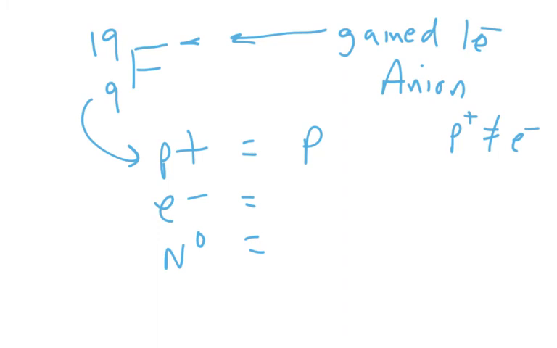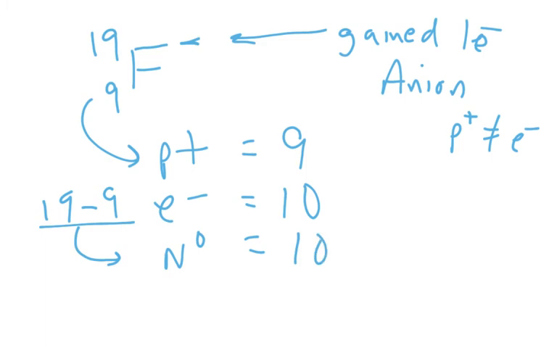So you had, and let me fix this. I wrote P here by accident. Let's put here 9. And normally you would have 9 electrons, but you gained 1, so now you have 10. Okay? And then remember, to find the neutrons, you subtract the mass number minus the atomic number. So 19 minus 9 is going to give you 10. And that's how you would do this. Okay? We'll finish with one more.